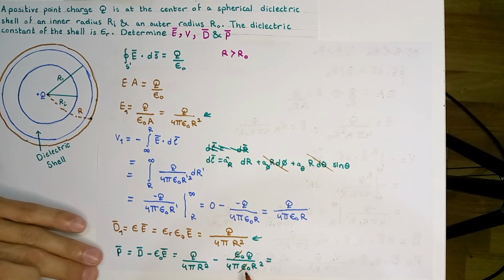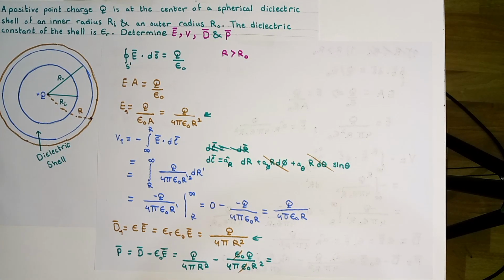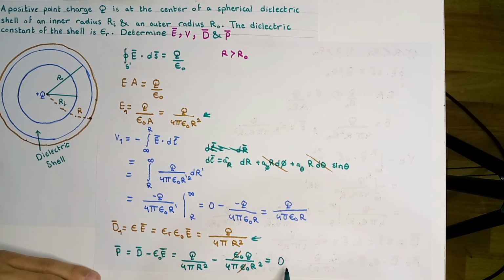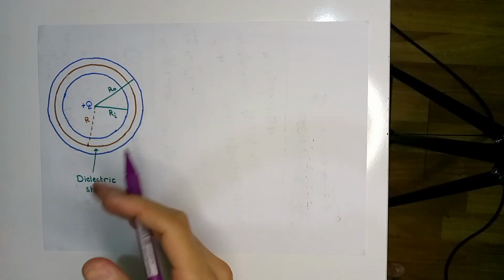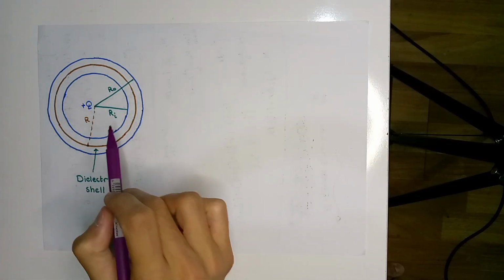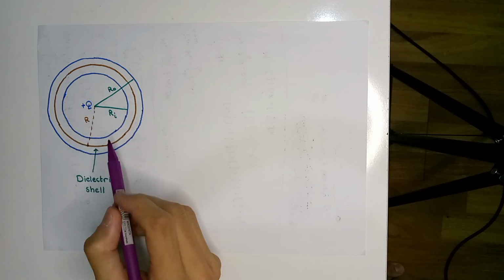By cancelling epsilon sub 0 out from the numerator and denominator, we will end up with 0. The polarization vector is equal to 0, and physically this is correct because in free space we have no molecules in the first place to polarize and construct a polarization vector. Now we are going to find the four aforementioned quantities for the new region.